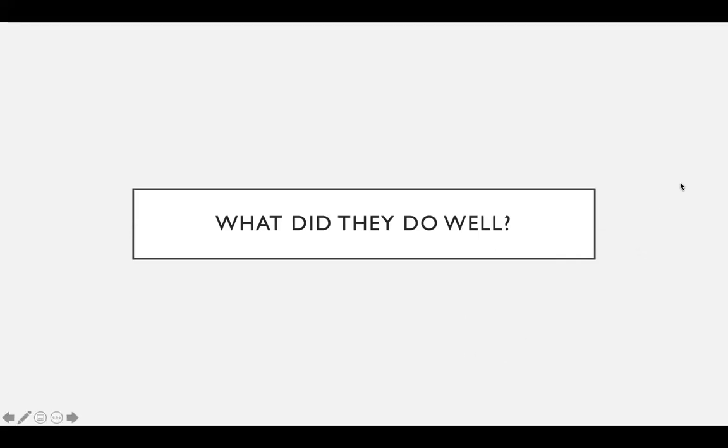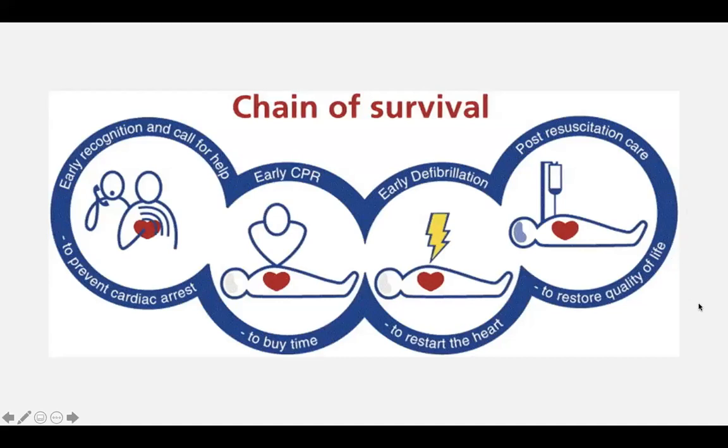But let's go through. So this picture here shows the chain of survival. So this is something that's produced by the Resuscitation Council. And it basically says that, like any chain, we need every link in the chain to be intact in order for the chain to be effective.